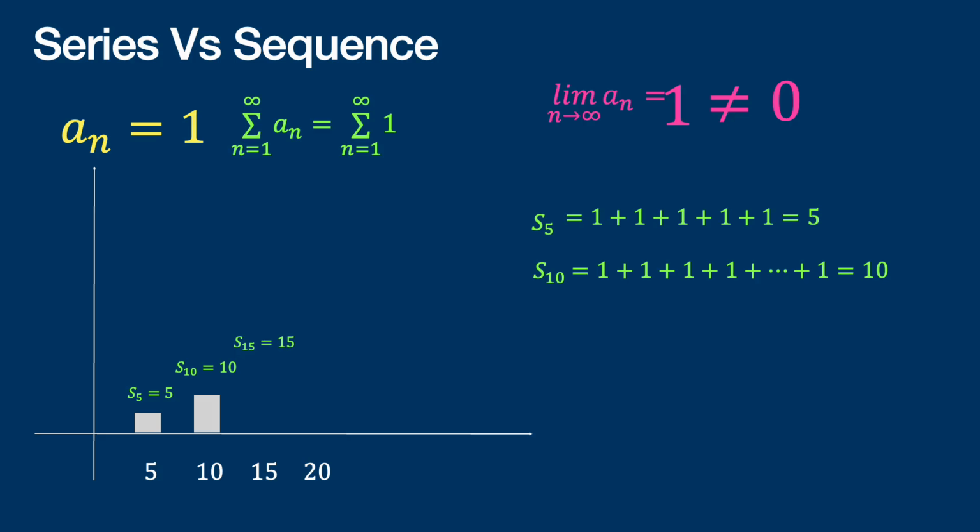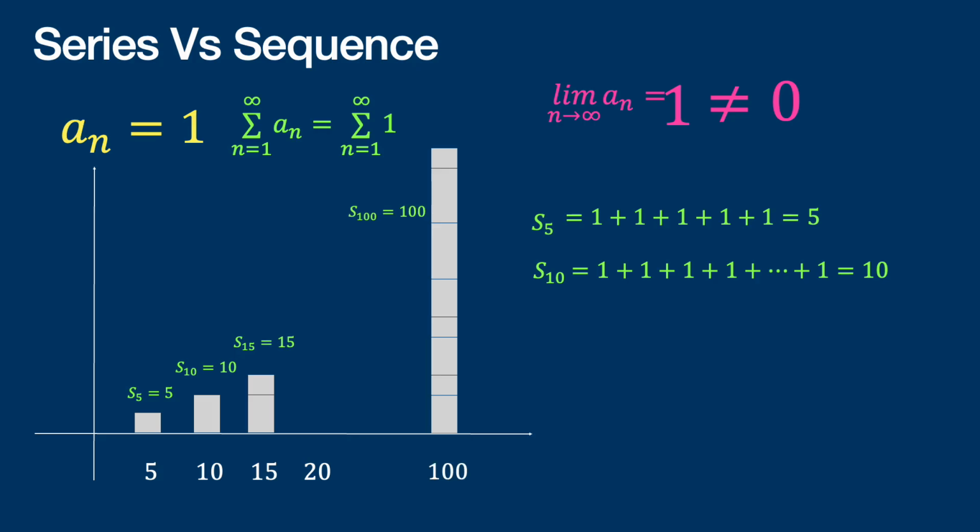S_15, you add the first term to the fifteenth term. That's going to be 15. S_20 is going to be 20. S_100, you add 100 terms. That's S_100 is 100. The partial sum is increasing. We're going to see this limit is going to be infinity. Another way to say it, the infinite series is going to be divergent.